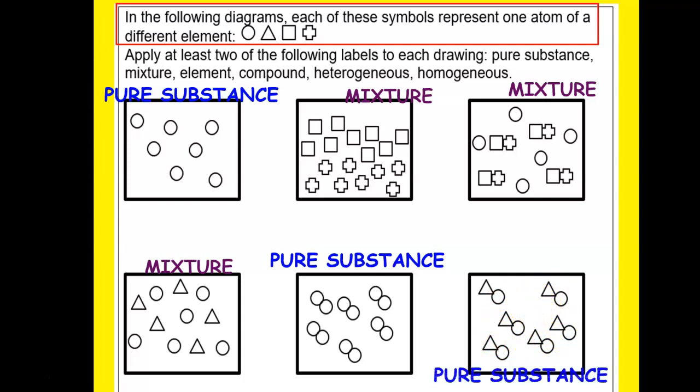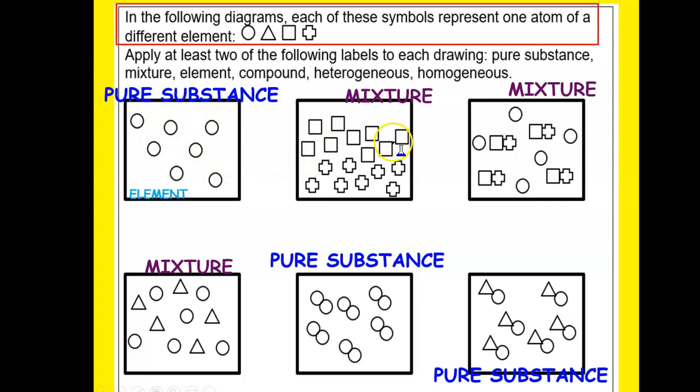Now, after we decide whether it is a pure substance or mixture, we now need to determine, is this an element or compound if it's a pure substance? If it's a mixture, is it hetero or homogeneous? So for a pure substance here, again, we know it's either an element or compound. Again, by definition, an element is one type of atom, and a compound is two or more different types of atoms. So therefore, because this is one type of atom, this is an element.